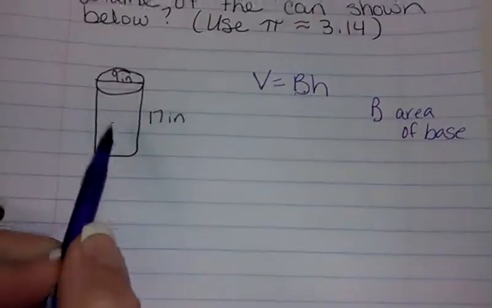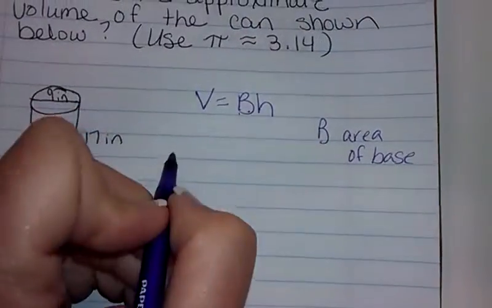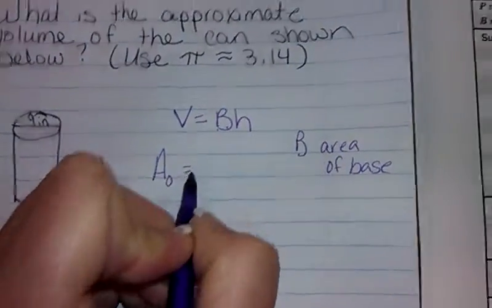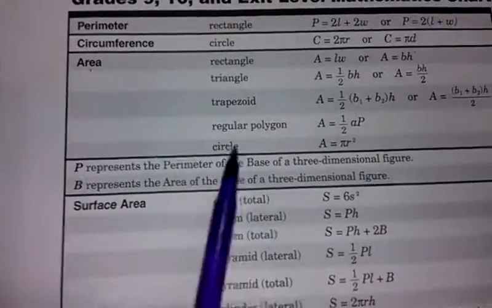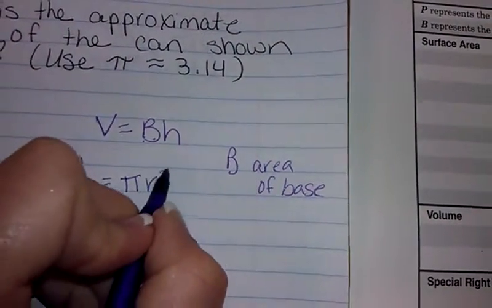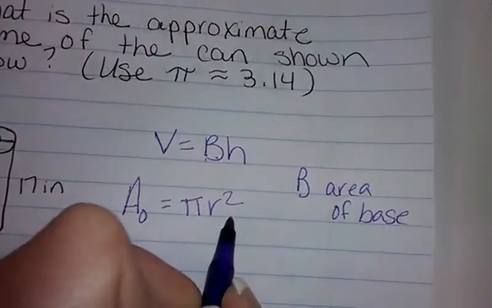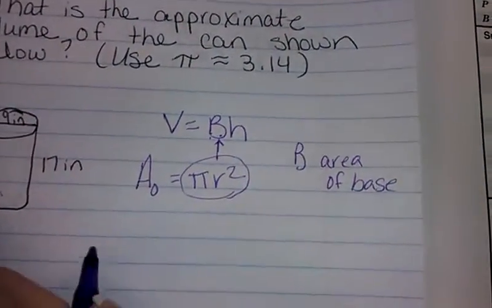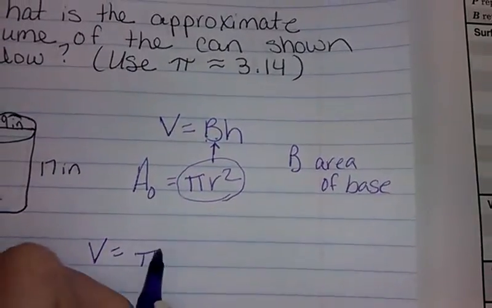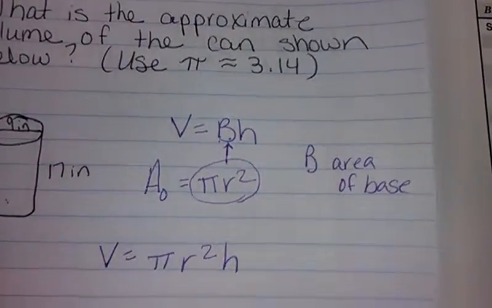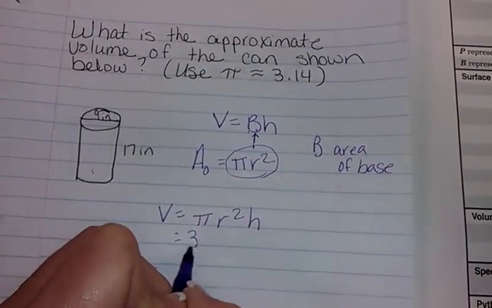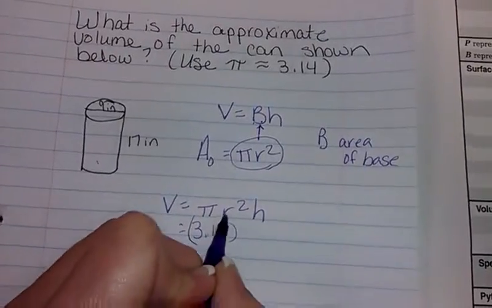Well, the base is a circle. So area of a circle, I just put the circle down there to remind me. I go here, area of a circle is pi r squared. I'm going to take all of this, because that's the area of the base, and that goes in there for B. So my volume is going to be pi r squared times H. They say to use 3.14 for pi, so I've got 3.14 times, now the radius.